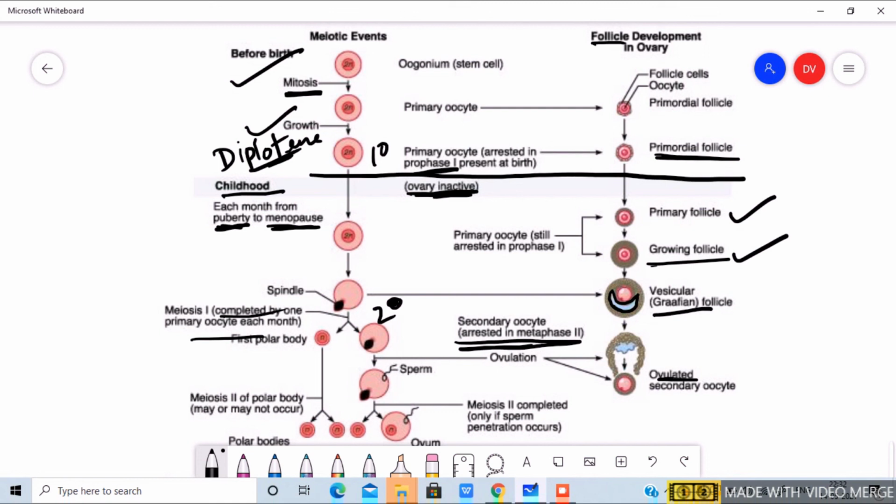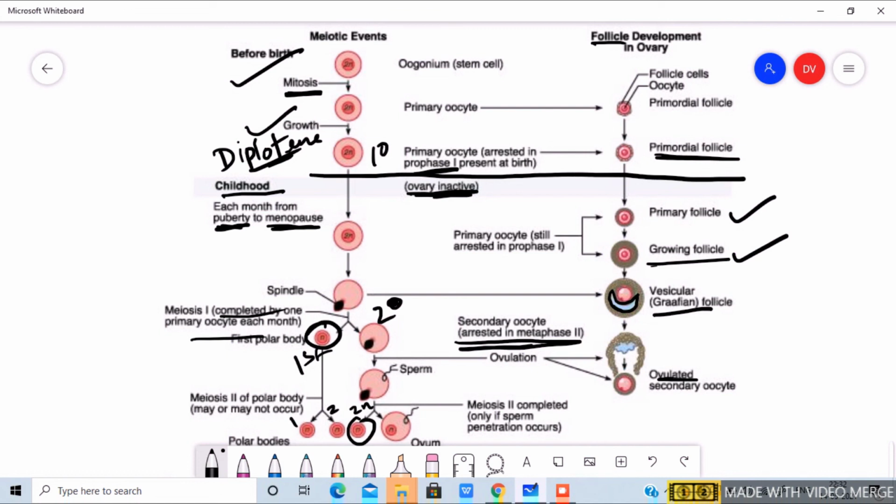So if it encounters the sperm during that phase, this arrested phase will get released and meiosis 2 will be completed and the ovum will be formed. Now see, this is the first polar body and this is the second polar body. And look at this, meiosis 2 of the first polar body may or may not occur. If it occurs, it will again form 2 polar bodies only, primitive polar bodies. Here the secondary oocyte will undergo division and form 1 polar body and 1 ovum.